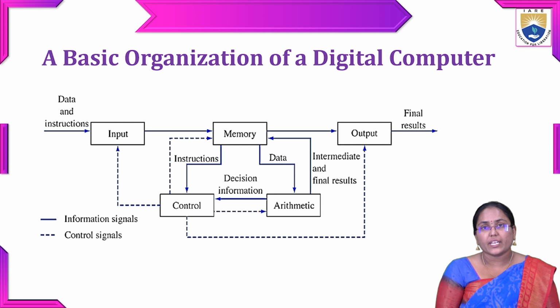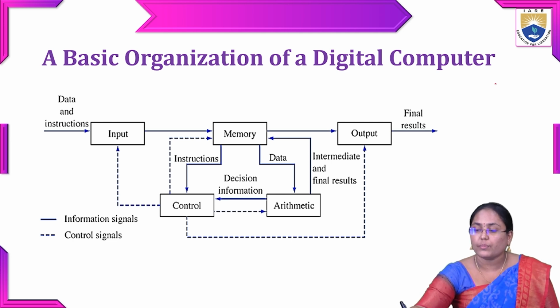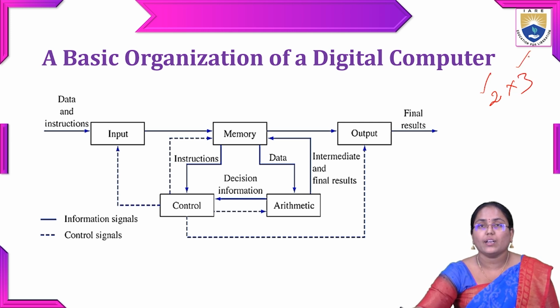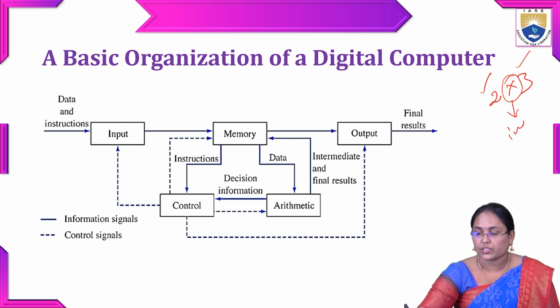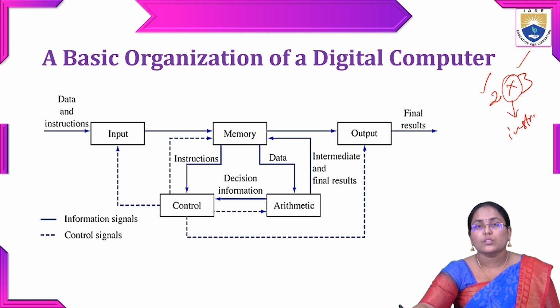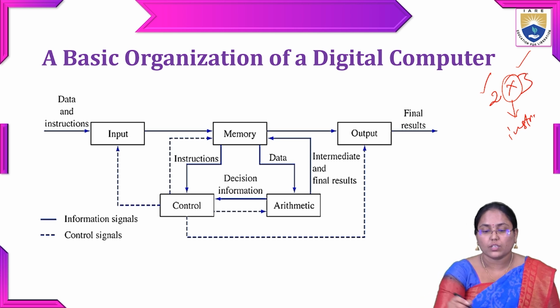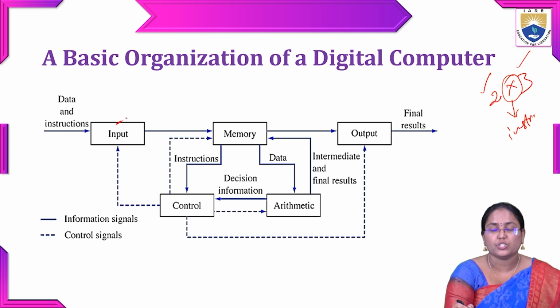So once we get any particular data and instructions as an input, that input will be given to the memory. For example, if I am going to multiply two numbers, 2 into 3, then 2 and 3 are data, and this multiplication is nothing but instruction. So this particular information is fed to the input block initially.